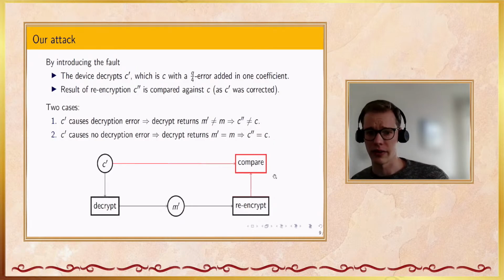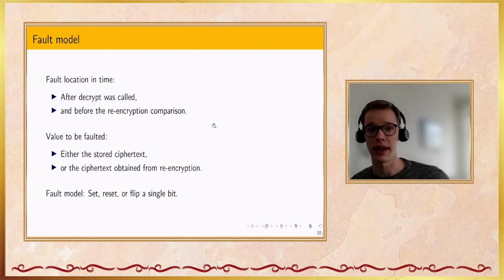So what does our fault have to do? It needs to correct either C prime or the result of the re-encryption so that this comparison works. That means it needs to be applied after decrypt was called and before the re-encryption comparison, and it needs to target either the stored ciphertext or the ciphertext obtained from re-encryption. And the fault model is to either set, reset, or flip a single bit. That it is a single bit is because of how compression in Kyber works, and that we can either set, reset, or flip is because we can control the input. We can choose if we want to set, reset, or if we don't care if we reset or set a bit.